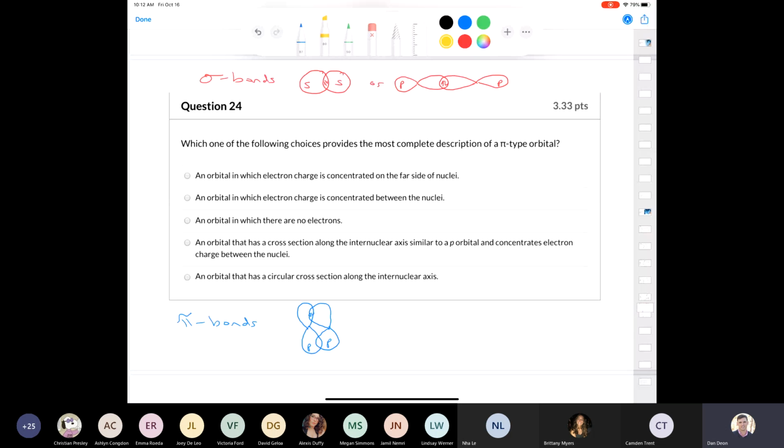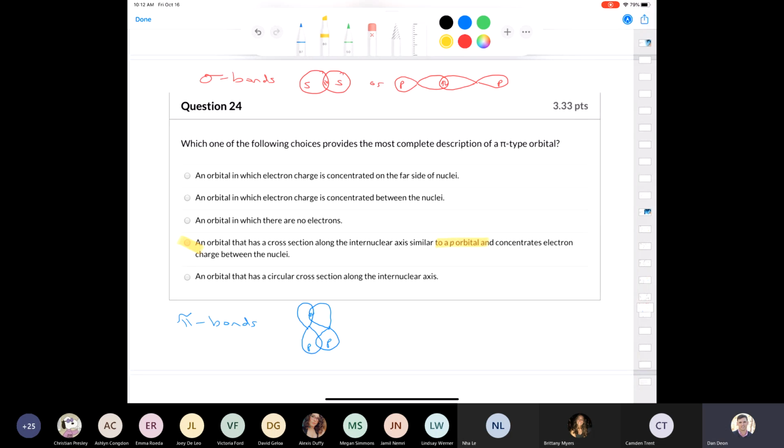Well, that's not true, because the electrons are going to be more between the nuclei rather than equally distributed throughout the bond. What else? An orbital with an electron charge that is concentrated between the nuclei. An orbital in which there are no electrons. An orbital that is a cross section along the internuclear axis, similar to a p orbital, and concentrates the electron charge between the nuclei. So this is the best answer, right?